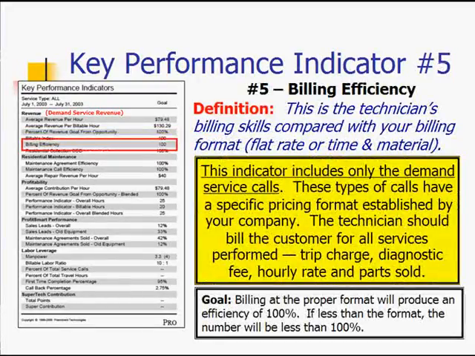The fifth key performance indicator is called billing efficiency. This is a technician's billing skills compared with your billing format, that is your flat rate or your time and material. This indicator includes only demand service calls. These types of calls have a specific pricing format established by your company. The technician should bill the customer all services performed: trip charge, diagnostic fee, hourly rate, and parts sold. When they do that, they'll hit 100% of the goal.